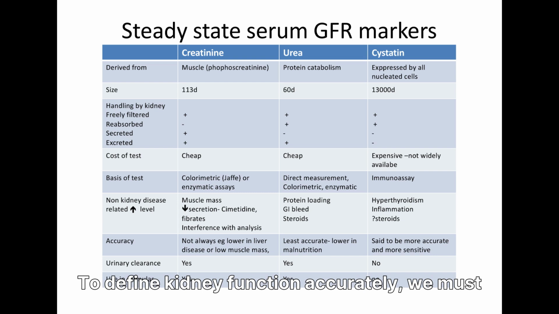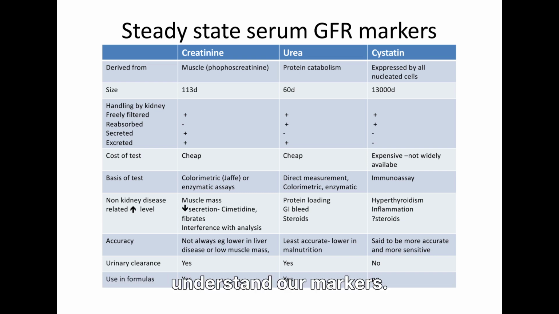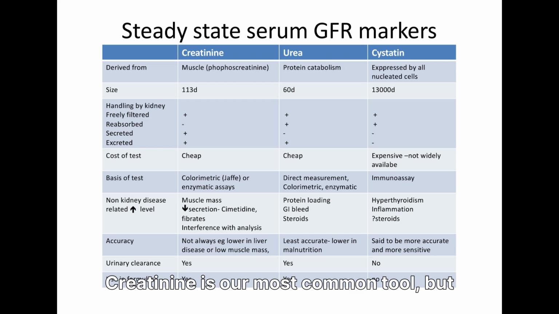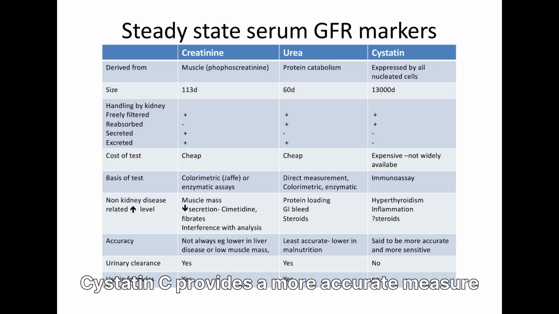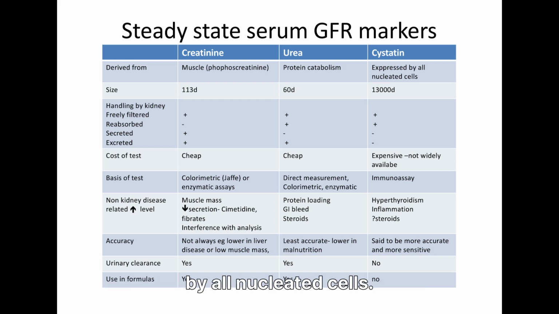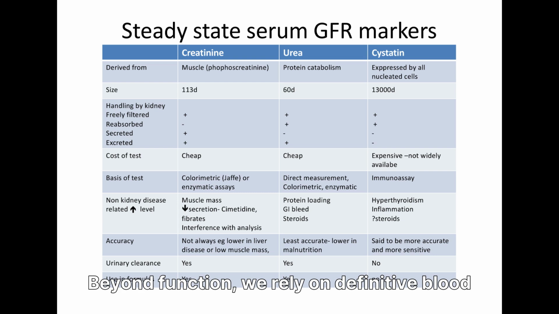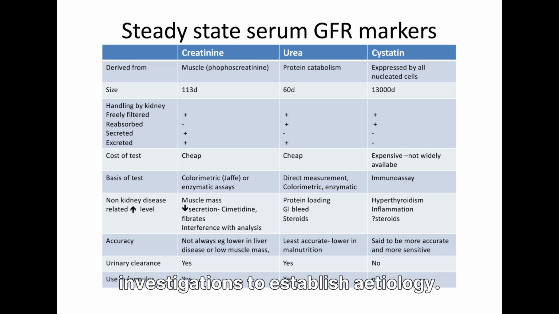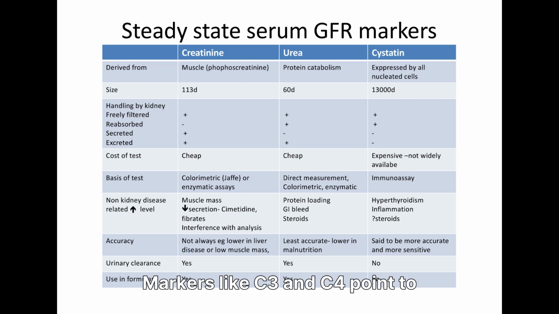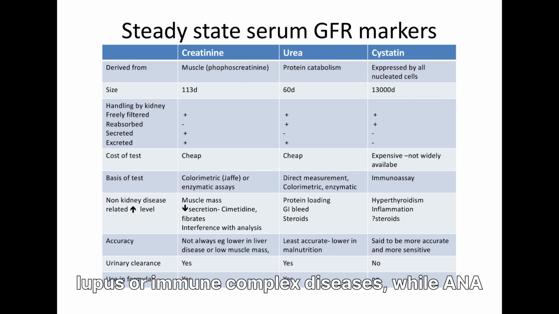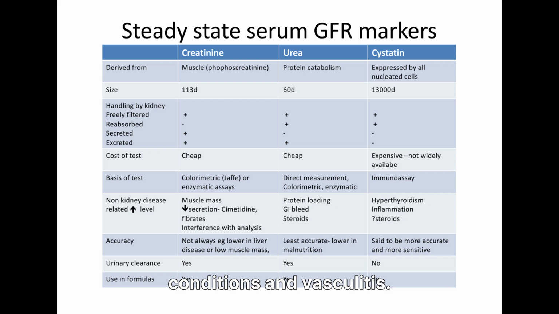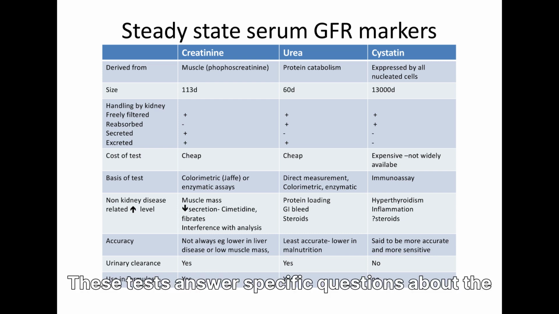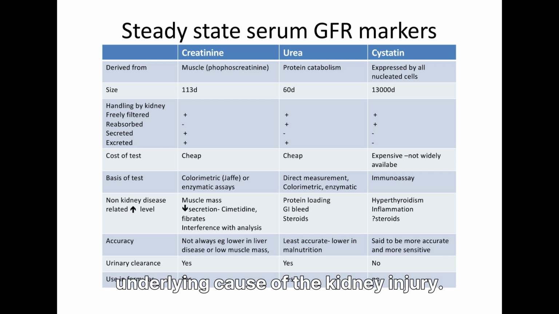To define kidney function accurately, we must understand our markers. Creatinine is our most common tool, but it's influenced by muscle mass and diet. Cystatin C provides a more accurate measure as it's produced at a constant rate by all nucleated cells. Beyond function, we rely on definitive blood investigations to establish etiology. Markers like C3 and C4 point to lupus or immune complex diseases, while ANA and ANCA are critical for diagnosing autoimmune conditions and vasculitis. These tests answer specific questions about the underlying cause of the kidney injury.